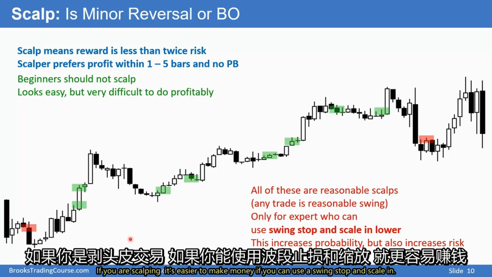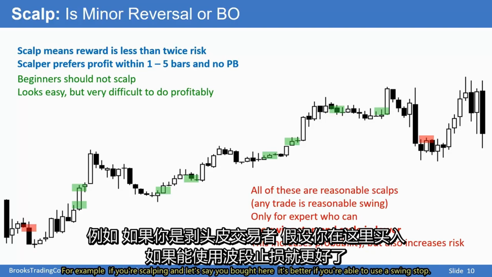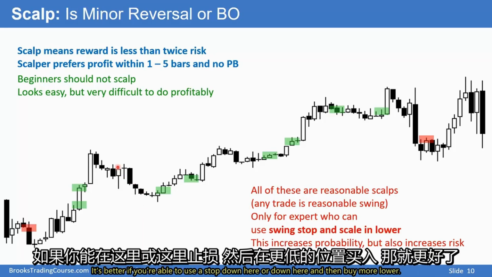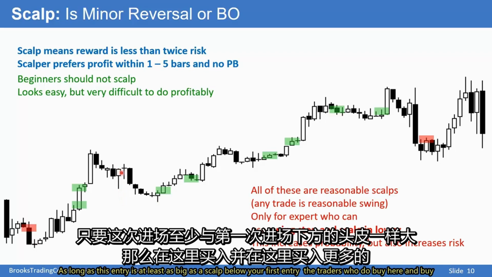If you are scalping, it's easier to make money if you can use a swing stop and scale in. For example, if you're scalping and let's say you bought here, it's better if you're able to use a stop down here or down here and then buy more lower. For example, the size of a scalp lower or the size of two scalps lower or on a reversal up, as long as this entry is at least as big as a scalp below your first entry.